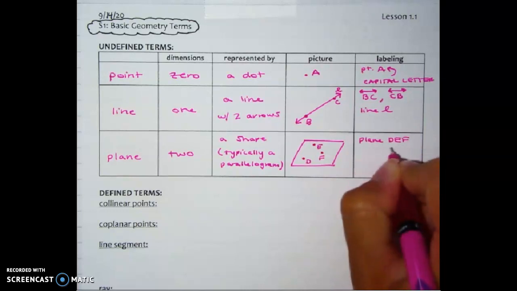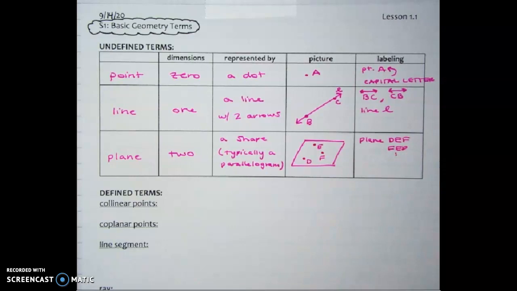I can also name it plane FED, or any combination of those 3. So the order does not matter. You don't need to go left to right or alphabetical. There are no requirements on that. Just 3 points that are in the plane that are not on the same line.